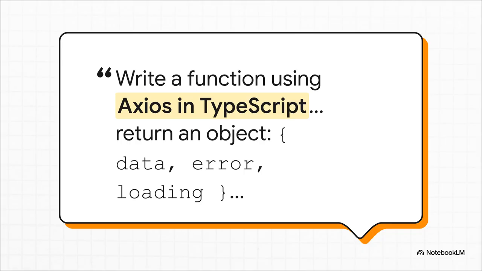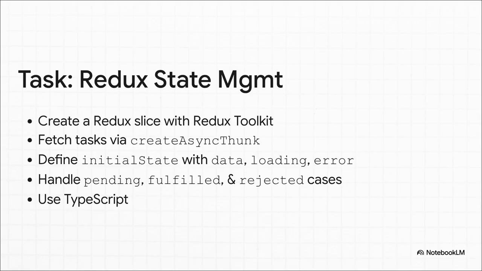We are defining the function's entire contract, its signature, its return shape, its error handling strategy, and even its architectural role as a reusable service method. It's a complete blueprint.